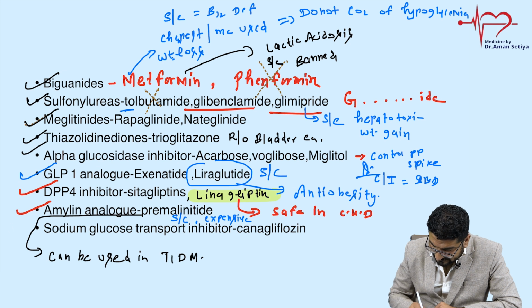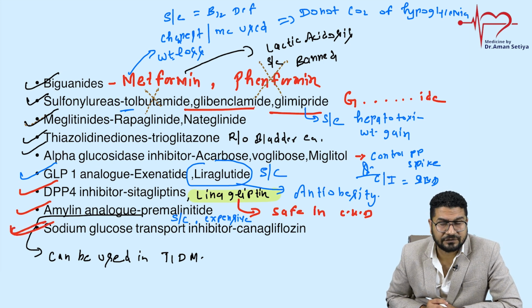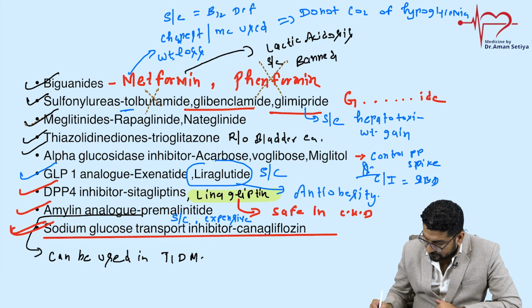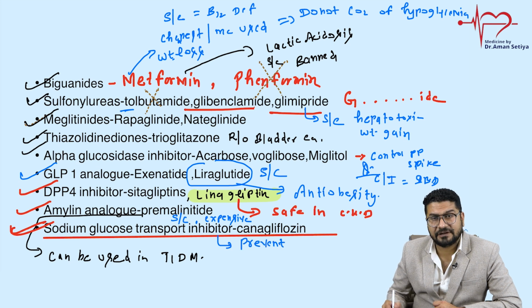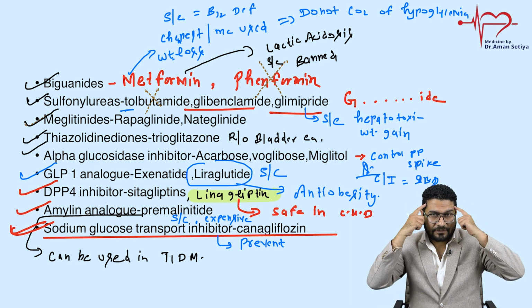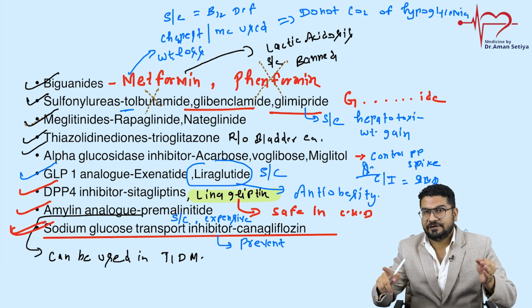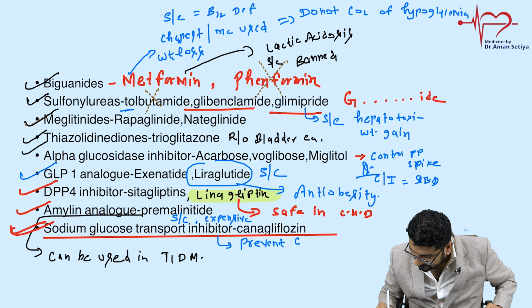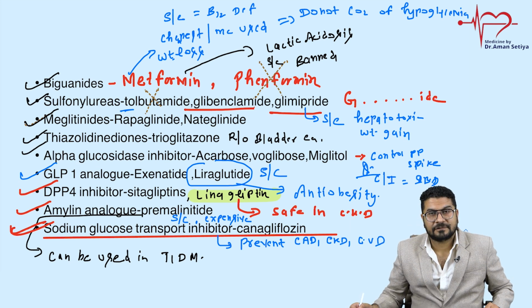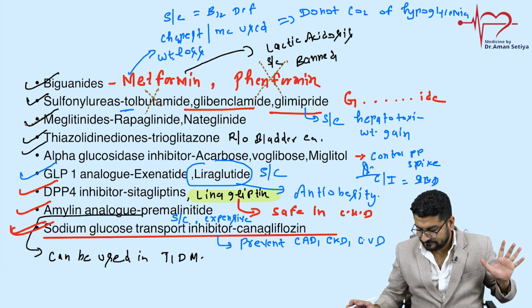Then this is the game changer: SGLT2 inhibitors, canagliflozin, dapagliflozin, empagliflozin. These drugs have huge benefit in some respects, and some risks. Remember, diabetes patients generally die how? They die by heart failure, kidney failure, or stroke. These drugs prevent all three. They prevent coronary artery disease, CKD, and cerebrovascular disease. That is why they are the game changer.